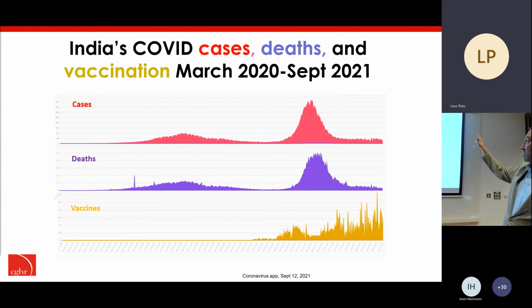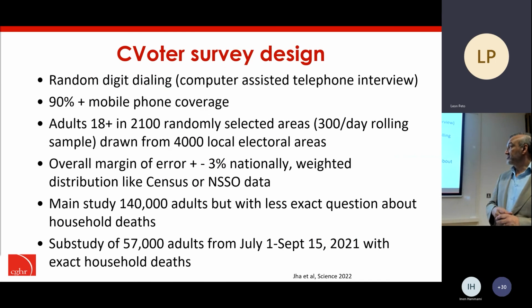And along came the Delta wave, and the health system was so overwhelmed. I'm sure you have seen the absolute horror stories. I was corresponding with Sumit Biswas, who's the BBC reporter based in Delhi, and he was saying it was unimaginable for a few weeks how bad things were, even with the resources that were available to him.